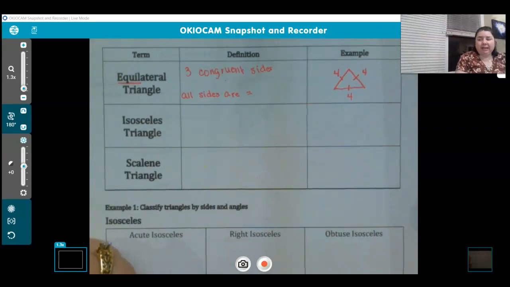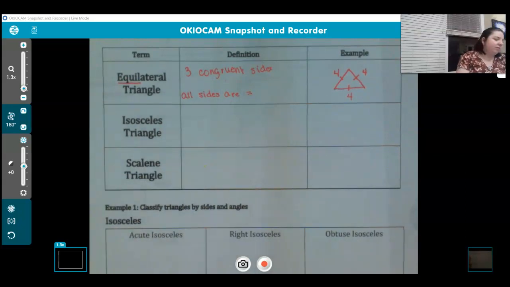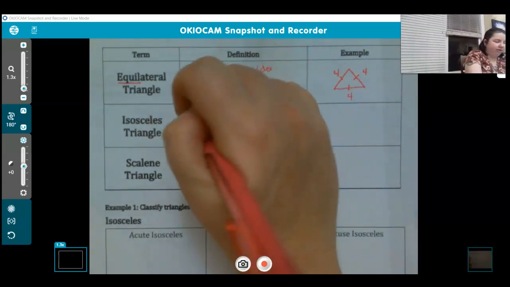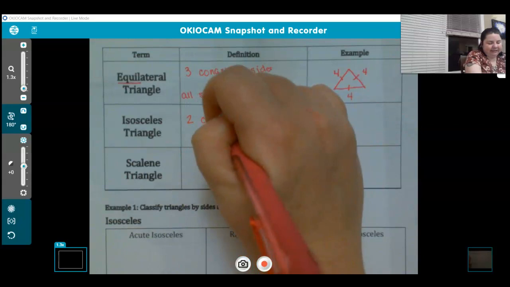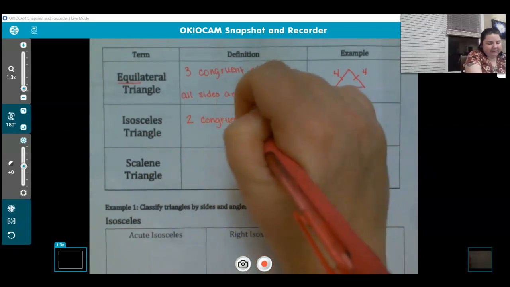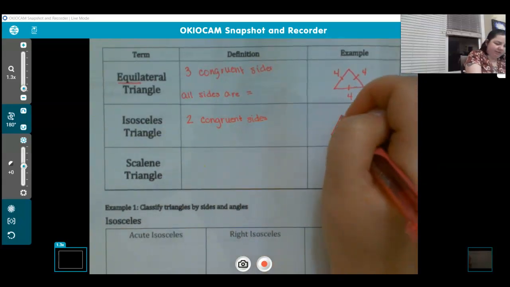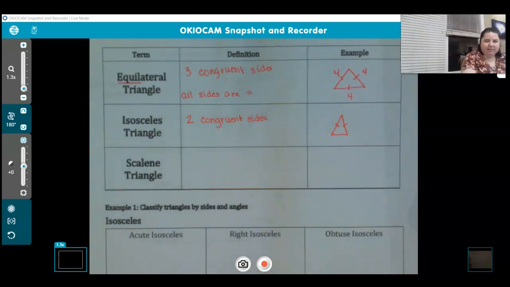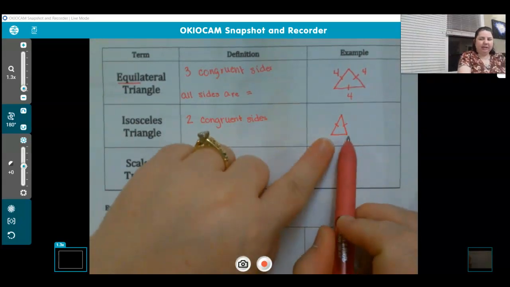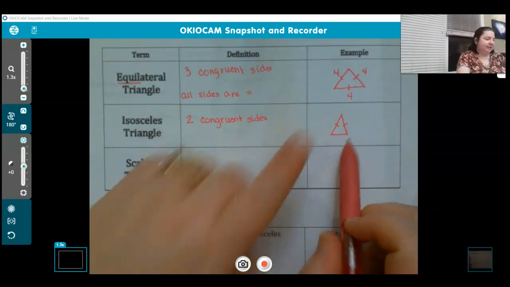Our next one is our isosceles triangle. I don't have a fun way to remember this like I do the equilateral triangle. So the isosceles triangle has 2 congruent sides. So if I have a triangle that looks like this, and then I have these tick marks, these tick marks tell me that these 2 sides are the same, they are congruent. So that tells me that this is an isosceles triangle.